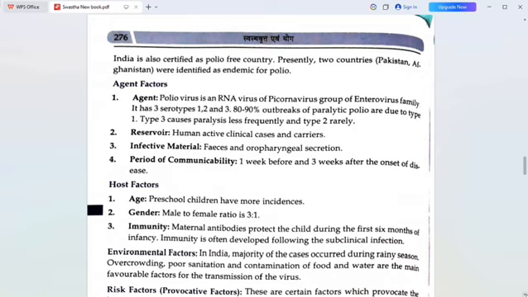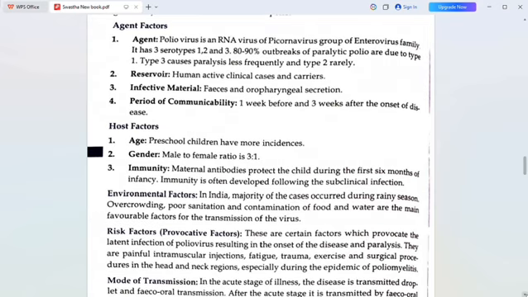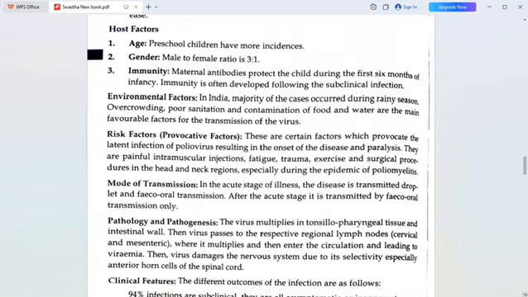The risk factors, or provocative factors. There are certain factors which provoke the latent infection of poliovirus, resulting in the onset of the disease and paralysis.